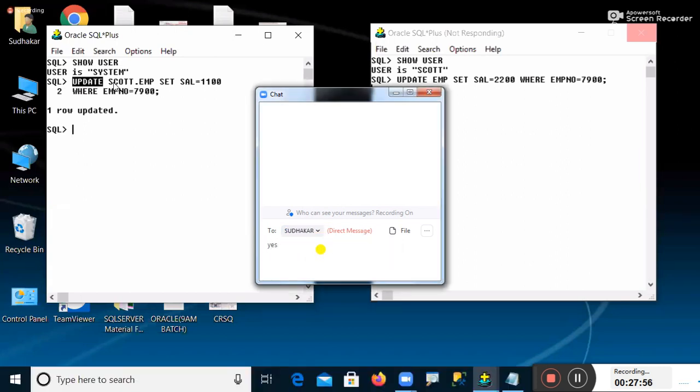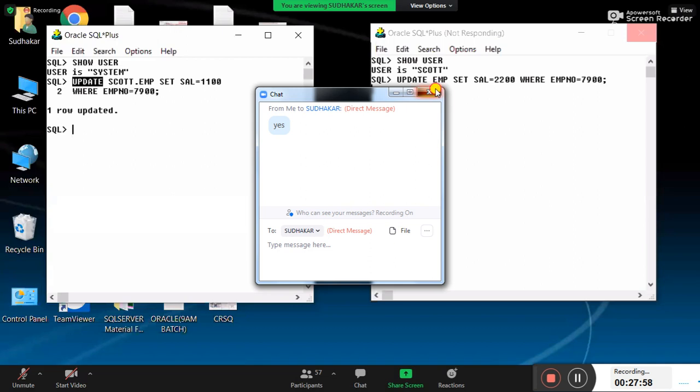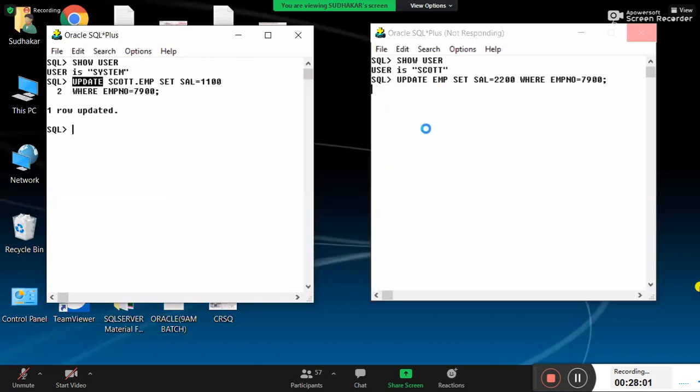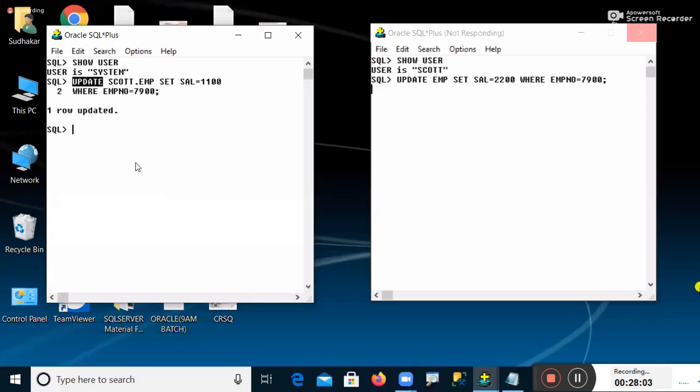Okay, now let's see. The Scott user is still waiting, and this first user is not confirming. Now we can carefully observe. This first user wants to make a commit. Commit means his transaction is committed. Committed means finalized.